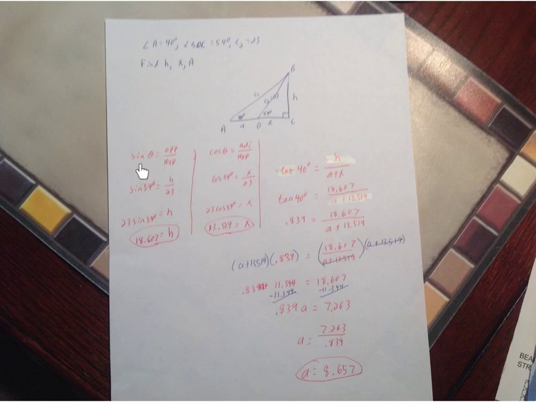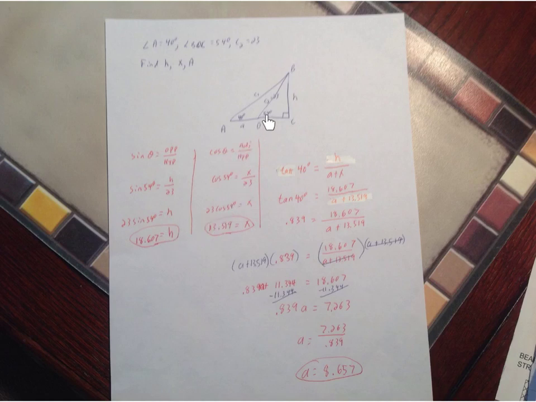The sine of theta equals opposite over hypotenuse. So the sine of 54 would equal H over C sub 2, which is the hypotenuse, over 23. Multiply both sides by 23 and you put it in your calculator, H comes out to 18.607.